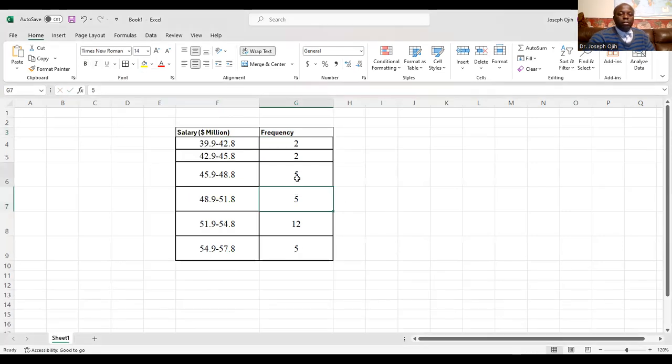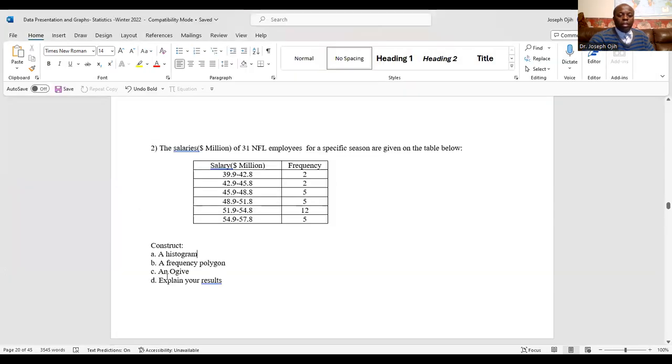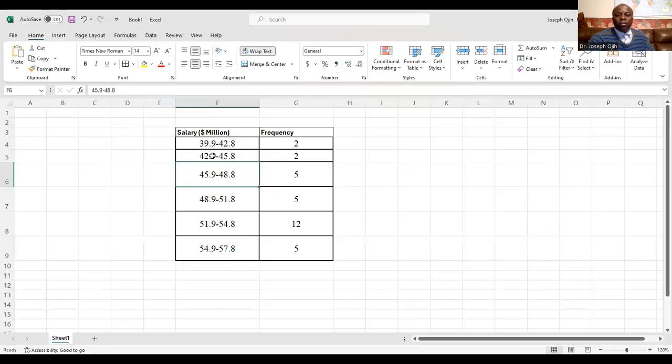Now, to draw this, remember the question was to construct a histogram, a frequency polygon, and an ogive. So, like I explained in the class, we use the technology we have to draw this chart. So we're going to use this. We first need to insert the histogram. Highlight everything here. Don't highlight the title, just the numbers. Highlight them.